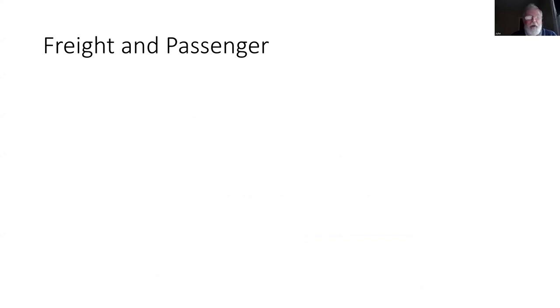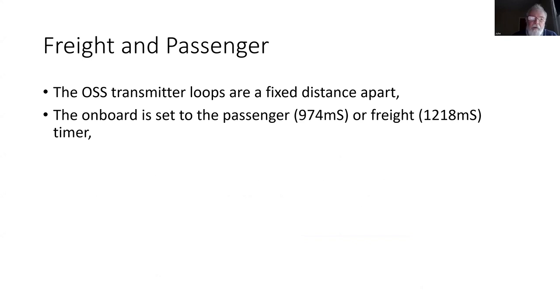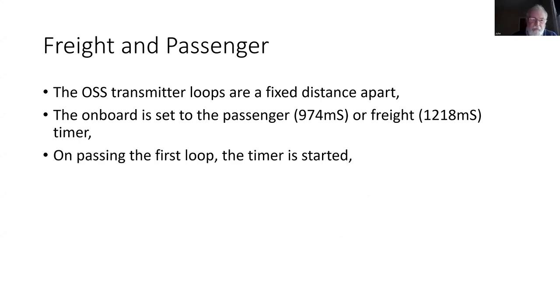So what about freight and passenger trains? Now we know that freight and passenger trains brake at different rates, but the OSS transmitter loops are fixed distance apart. So to counter this, the onboard is set to have two different timing settings. For passenger trains, the setting is 974 milliseconds, but for freight it is 1218 milliseconds.